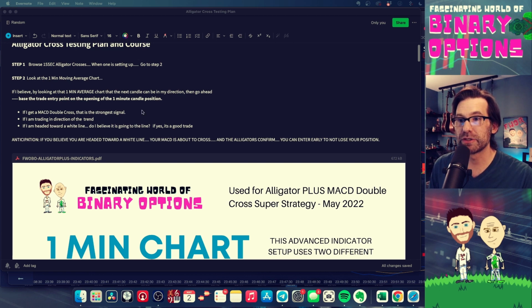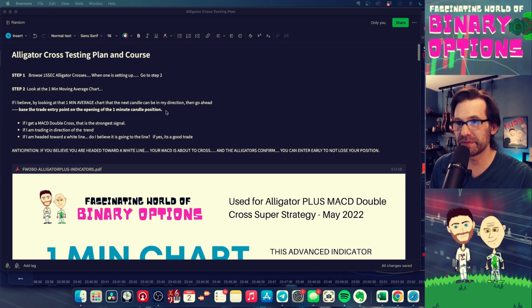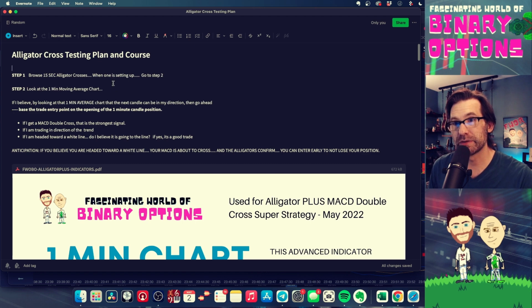Basically, you're using two sets of indicators on two different charts: a 1-minute chart and a 15-second chart. So step one, you're going to browse 15-second alligator crosses in your 15-second chart. And when you find one setting up, you're going to go to step two, which is your 1-minute moving average chart. You're going to use the same sort of analysis that we've been using on our channel over the last several months to make a decision. Is the alligator cross true or not?